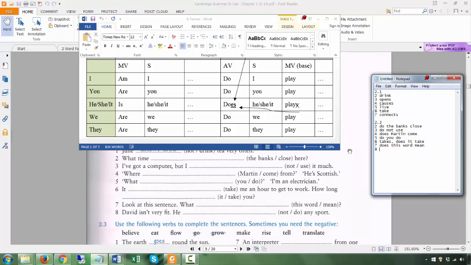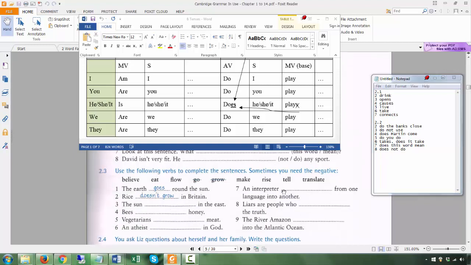8. David isn't very fit. He what? Not do any sport. He, again, does not do any sport. So make sure you get your questions and your negatives, especially your questions, correct. 2, 3. The sun rises, because it's a sun, it's a it.